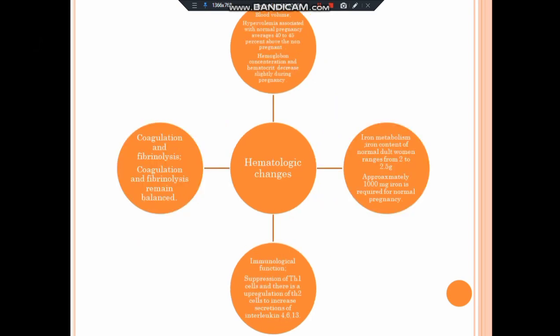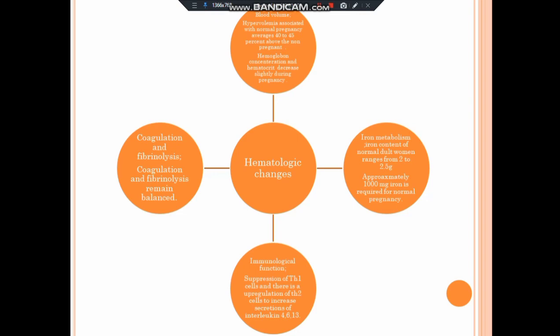Okay, hematological changes, blood volume. There is hypervolemia associated with normal pregnancy, averaging 40 to 45%, which means there is an increase in blood volume during pregnancy. Why? Because of the developing fetus and placenta, we need more blood. As the blood volume increases, the hemoglobin concentration decreases, the erythrocytes also increase and the viscosity of the blood is decreased. So the hemoglobin concentration is around 11.